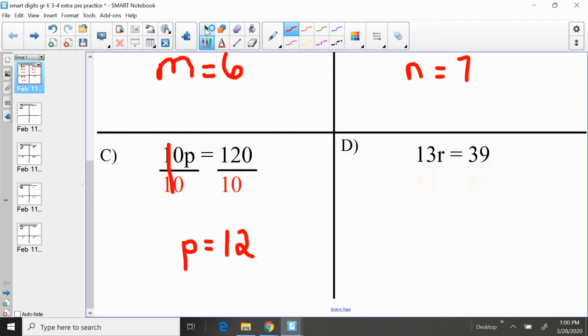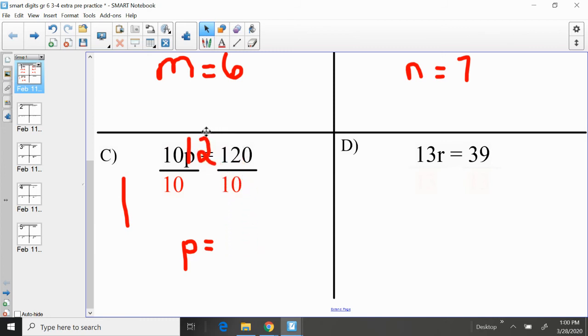And if I wanted to prove it to myself, I just say to myself, 10 times what equals 120? Does 10 times 12 equal 120? Yes, it does. 10 times 12 does equal 120. All right, cool. So last example before you work on your independent work today.